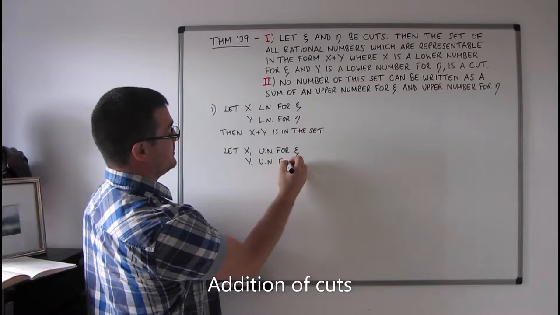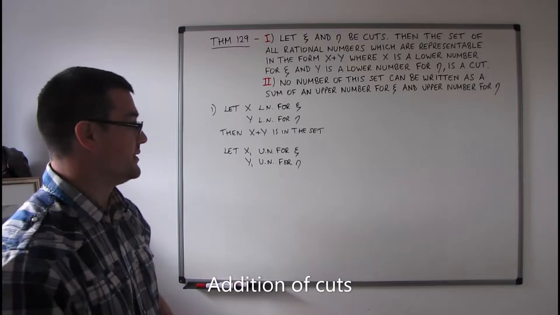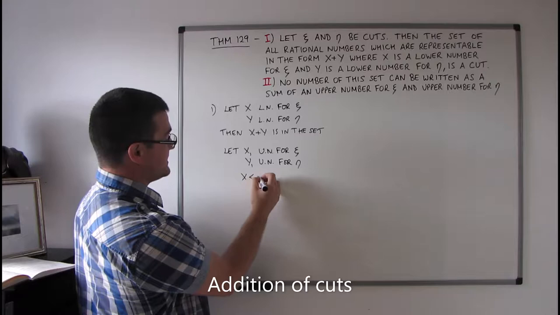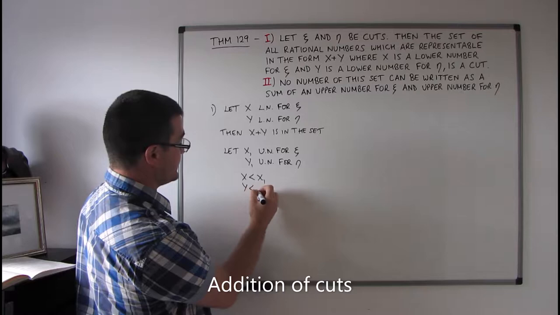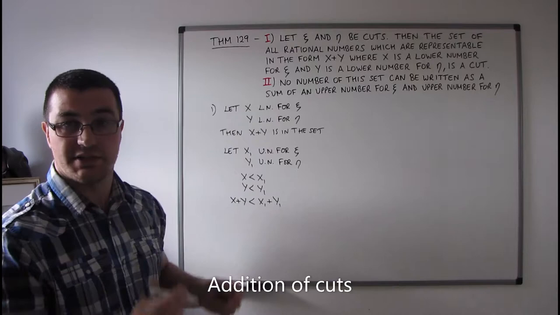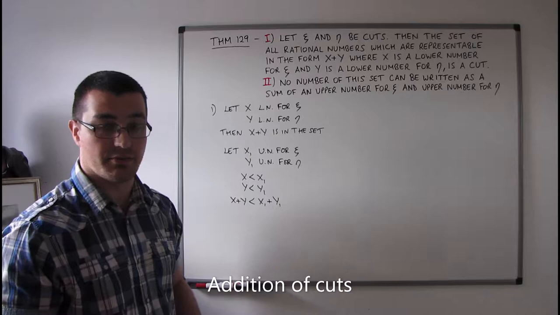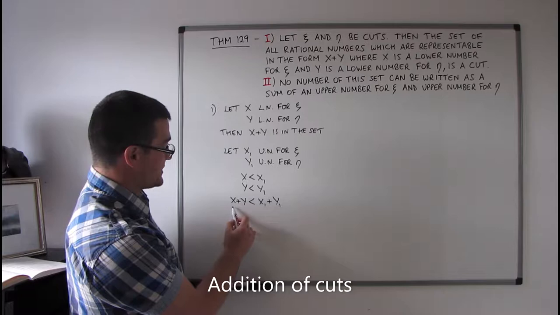So now we know that for any cut, every lower number is smaller than every upper number. So in particular, we can say that x is less than x1, applying the definition of cut to specifically Xi. Now we do the same for Eta to get that y is less than y1. From this, we conclude that x plus y is less than x1 plus y1. This is something that's actually proved in the section on rational numbers. I didn't myself go through the proof, but it is there that if you've got this kind of situation, then this results.